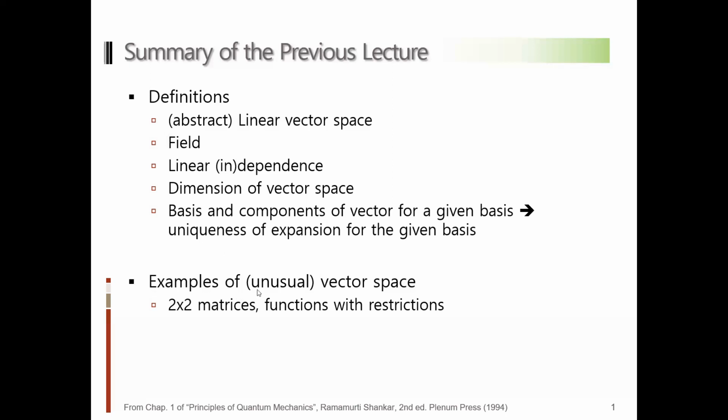There are a few different examples of the vector space, not only the three-dimensional arrows, but n by m matrices might be a good vector space, and functions with some restriction will be a good vector space. There will be tons of different examples.